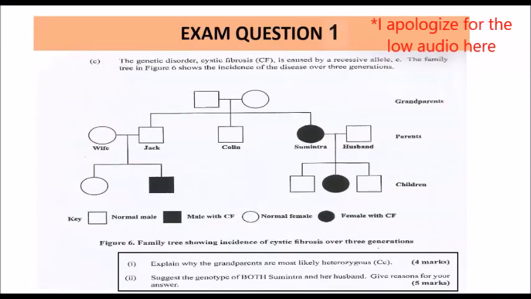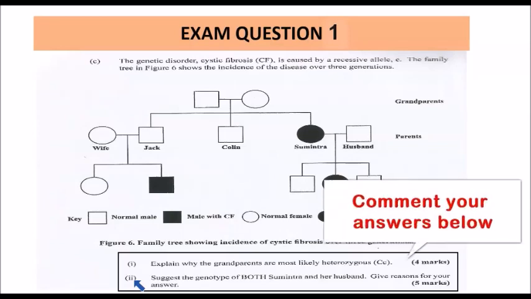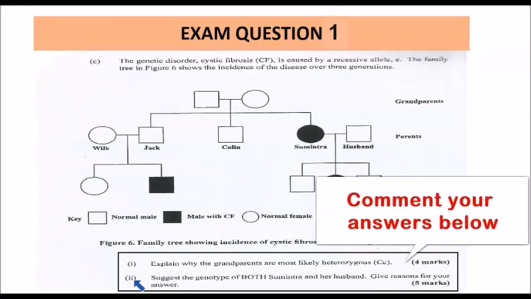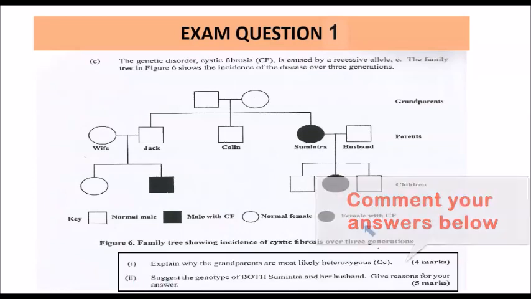So to see if you really understand pedigree charts, I have an exam question here I'd like you to work on. So it says the genetic disorder cystic fibrosis, CF, is caused by a recessive allele C. The family tree in figure 6 shows the incidence of the disease over 3 generations. So the question says, explain why the grandparents are most likely heterozygous. So question 1 asks about that, and then 2, suggest the genotype of both Sumintra and her husband. Give reasons for your answer. So comment your answers below.